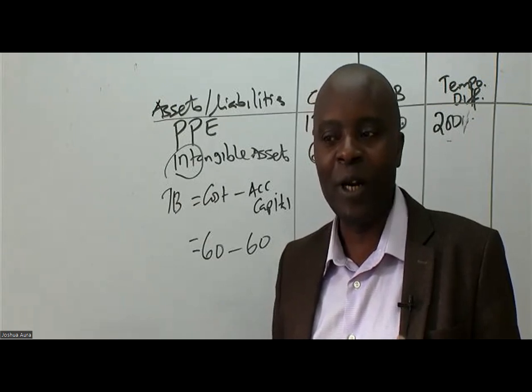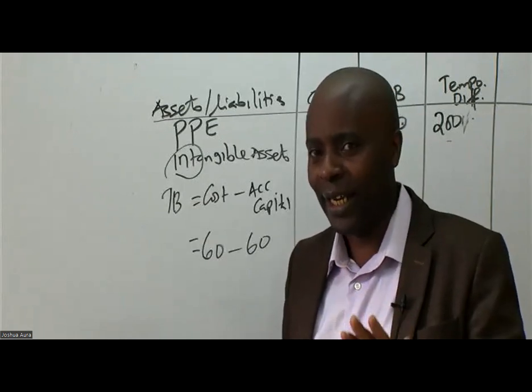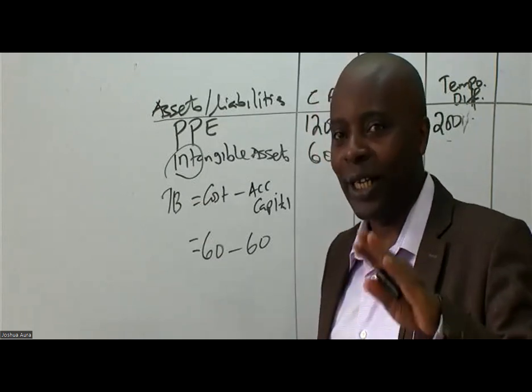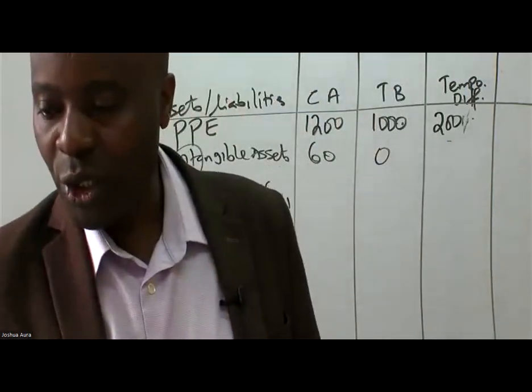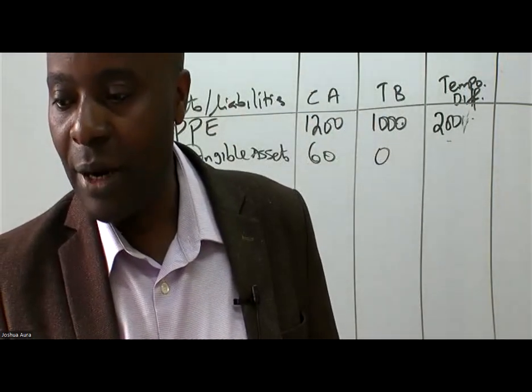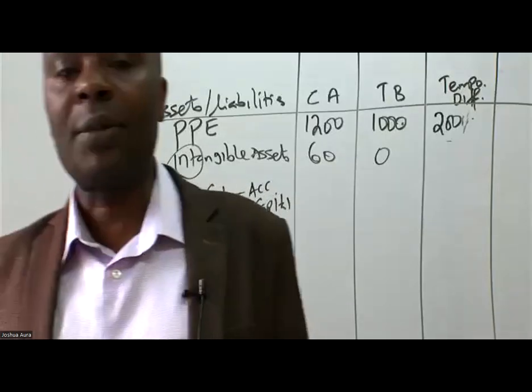Someone told me, Mwalimu, in this case, intangible assets, you can even cram: the tax base is always 0, apart from goodwill. But let us not get there. I'll go to goodwill and the other assets later. For now, listen to the language here. What they've told us in this scenario is that this entire amount was allowed for tax purposes in full. It was given out by the taxman in full. So the entire capital allowance was 60 million. So it will be 60 minus 60, giving me a tax base of 0.